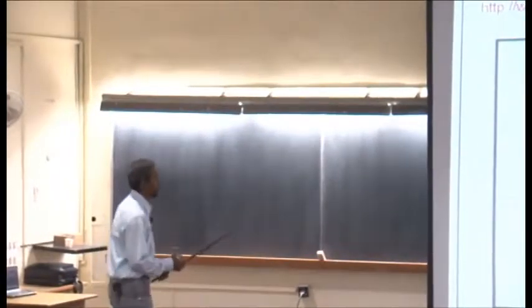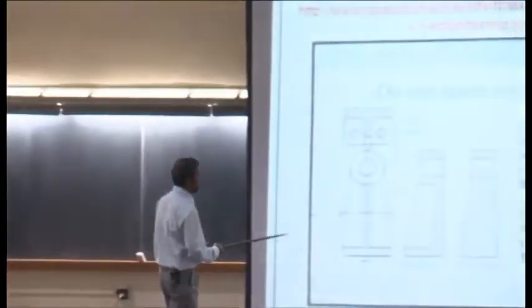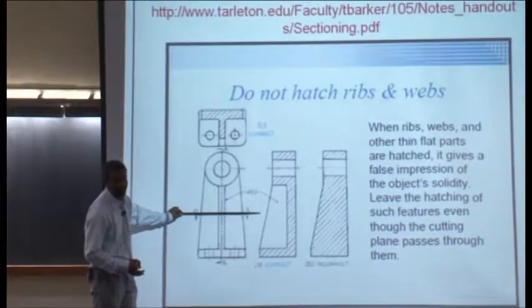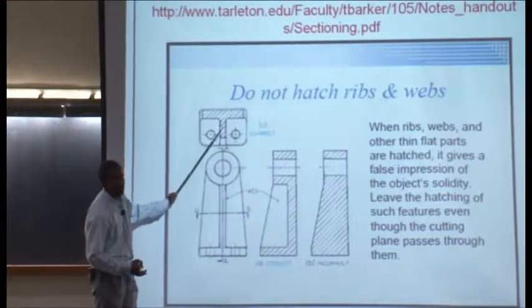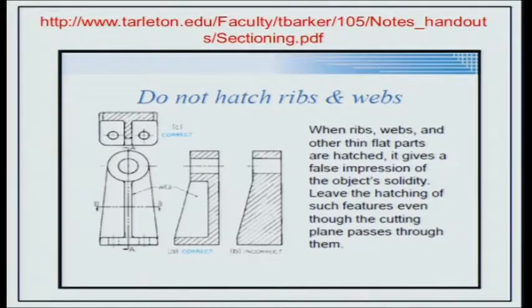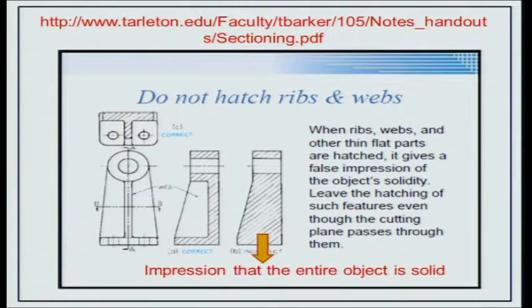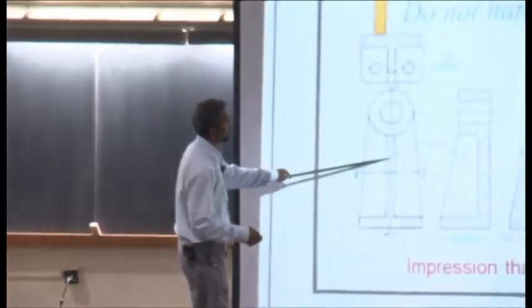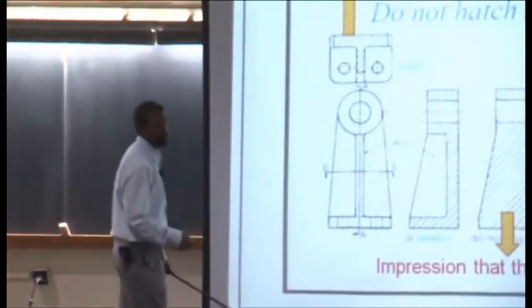But on the other hand, if your section plane runs perpendicular to these thin features, they get sectioned. Parallel, not sectioned. Perpendicular, sectioned. This is what I told, that the figure over there gives the impression that the entire object is solid. The web is not a thin feature. But on the other hand, it's okay to hatch this over here because the cutting plane is perpendicular to the rib or the web.